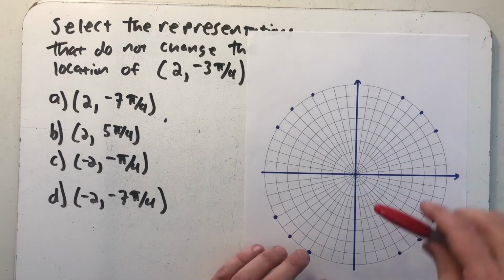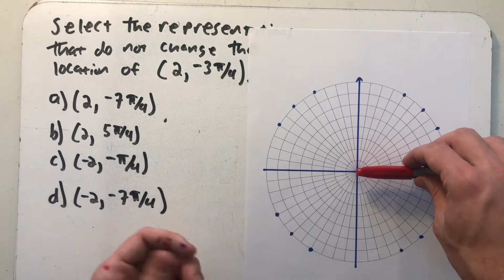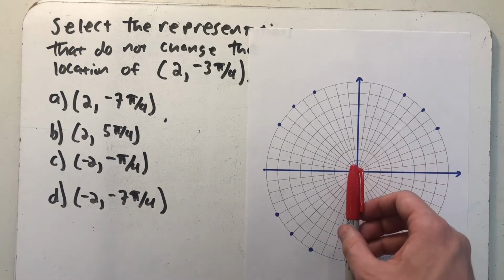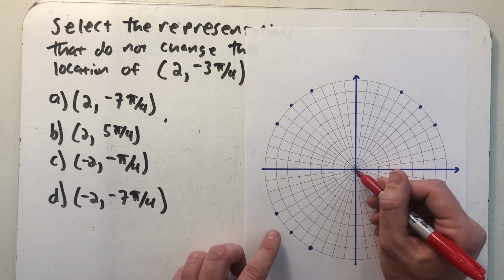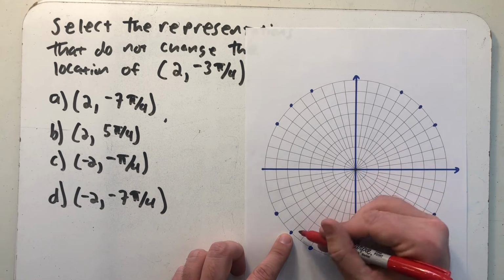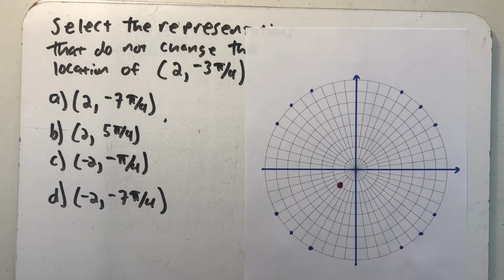pi fourths. I know I'm 2 units away from the origin, and so I rotate to the angle of minus 3 pi fourths. So minus 1 pi fourth, minus 2 pi fourths, minus 3 pi fourths. And then I'm on that second circle out. So as long as I can trace through on that line, 1, 2, I'm at that polar point right there. That's the one we're trying to land on each time.